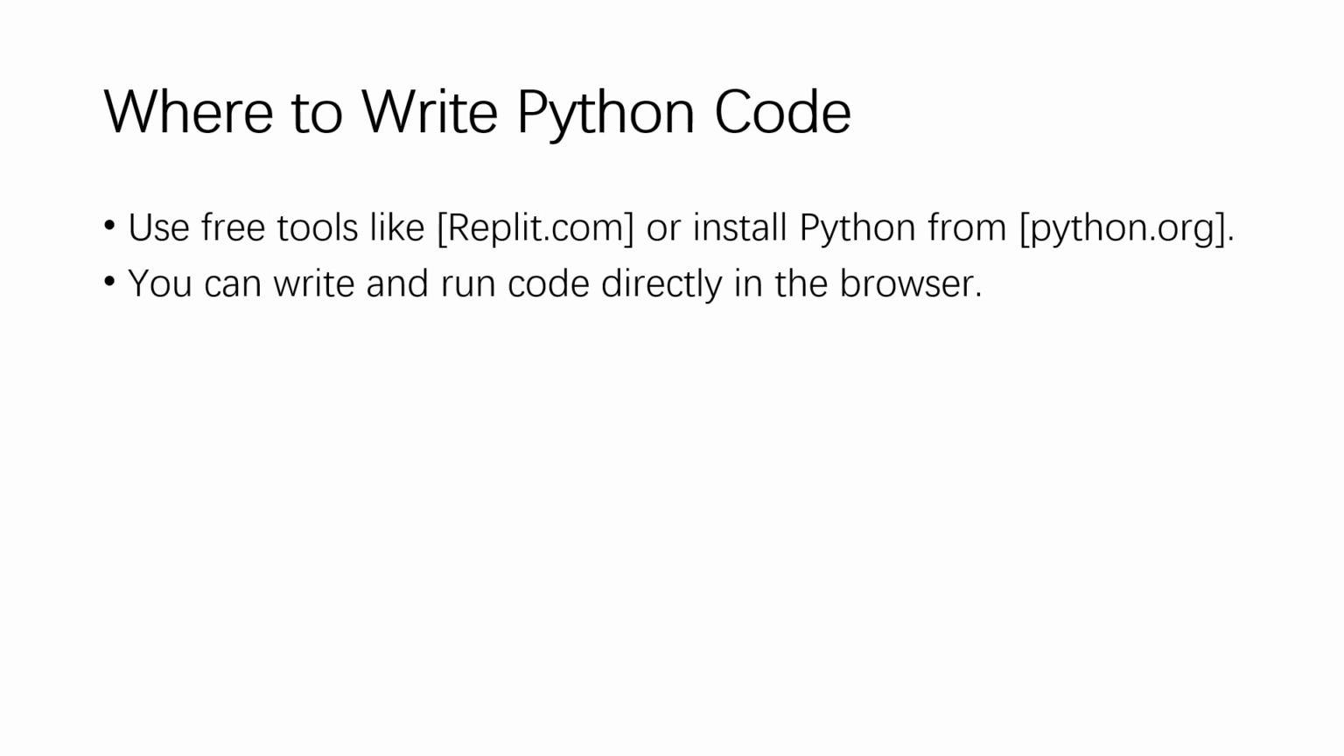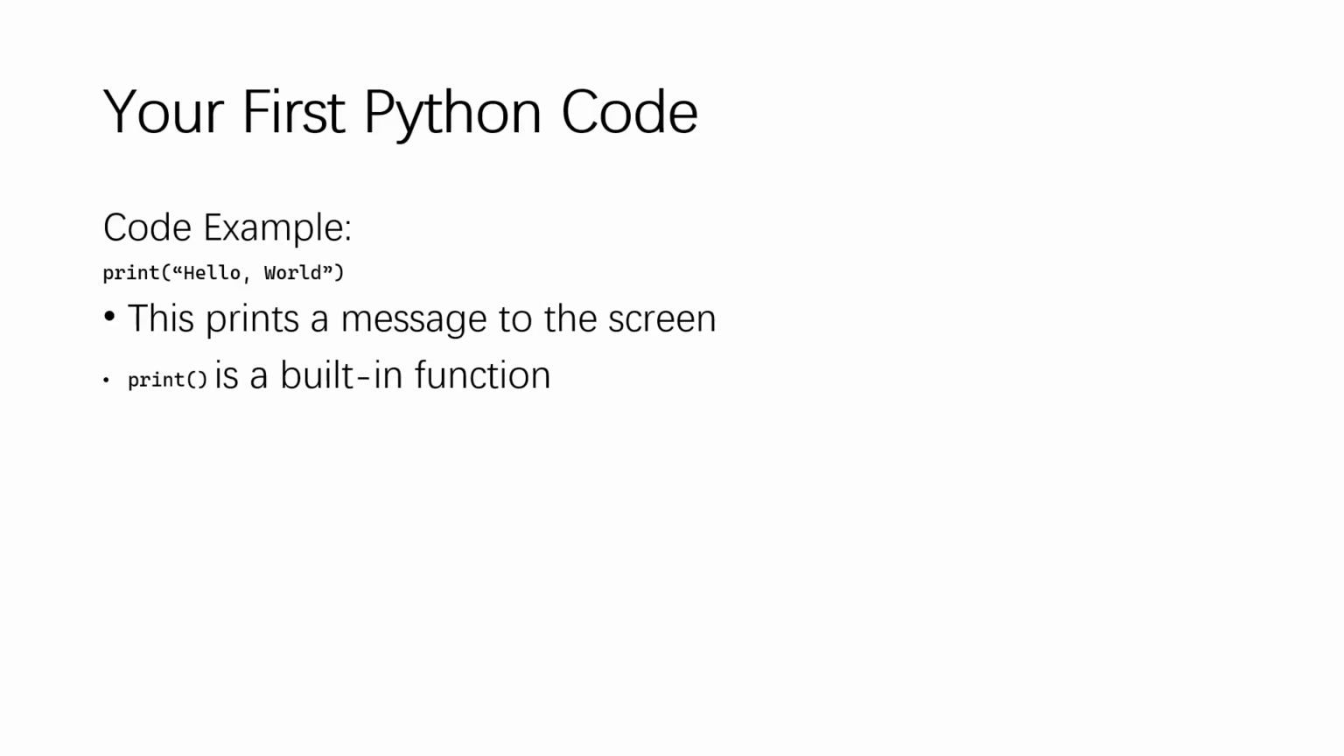You can write and run code directly in the browser, but you might not be interested in all of this information and you want to start writing some code. Then that brings us to the next section of today's lesson, your first Python code. Here's a code example that outputs "Hello World" to the screen. Print is a built-in function to Python.